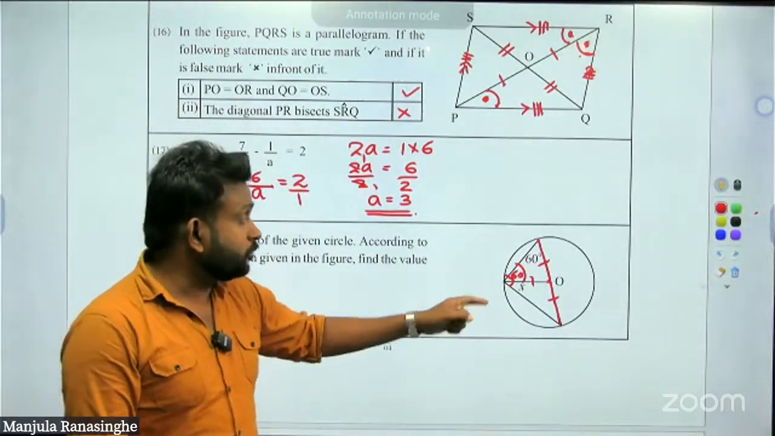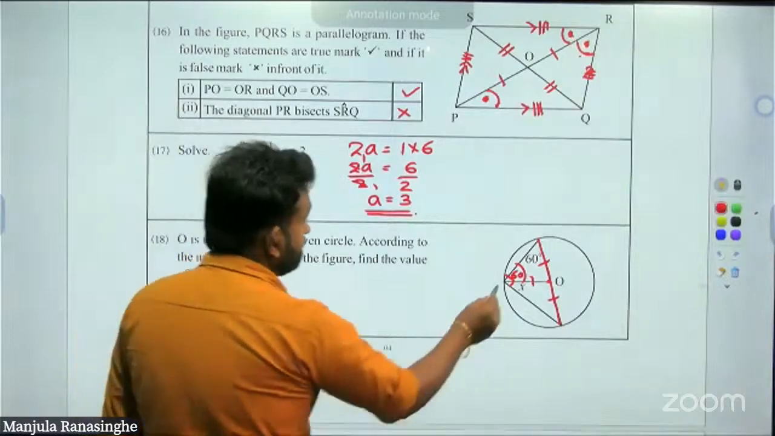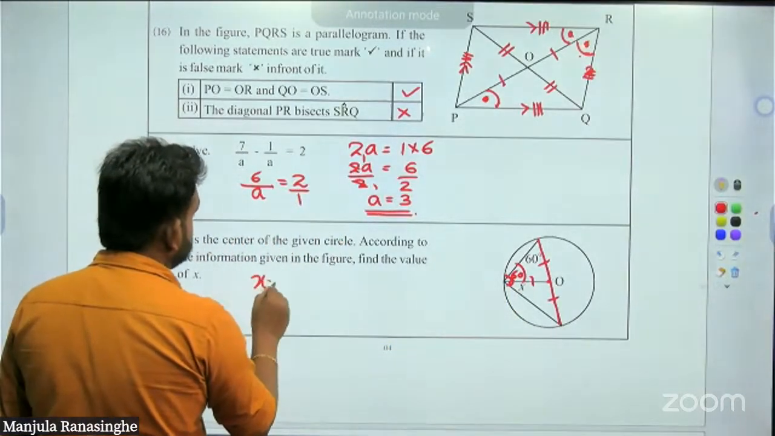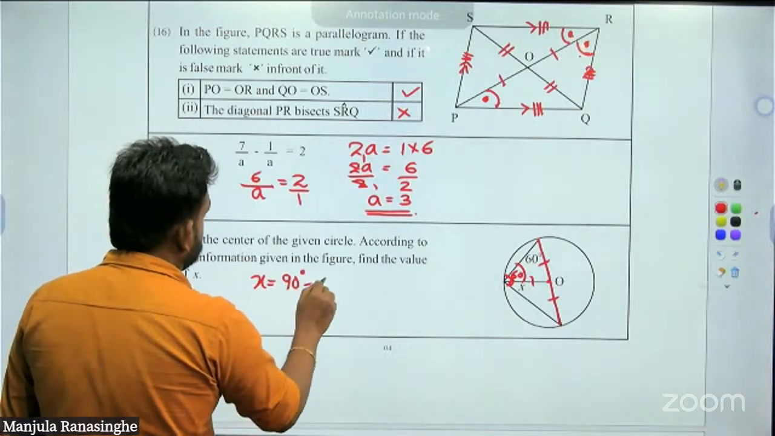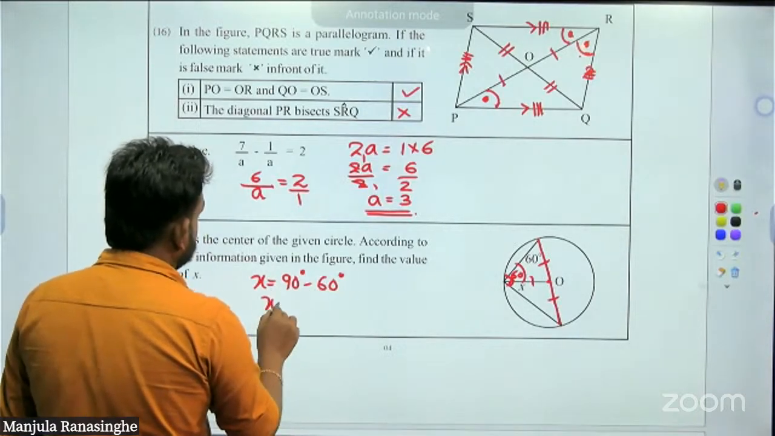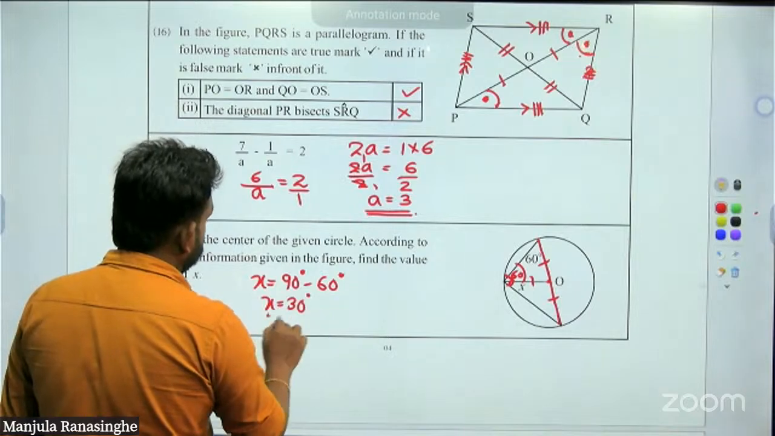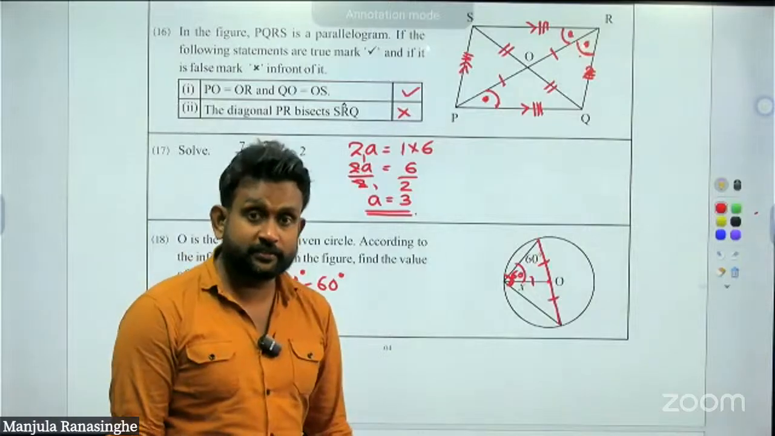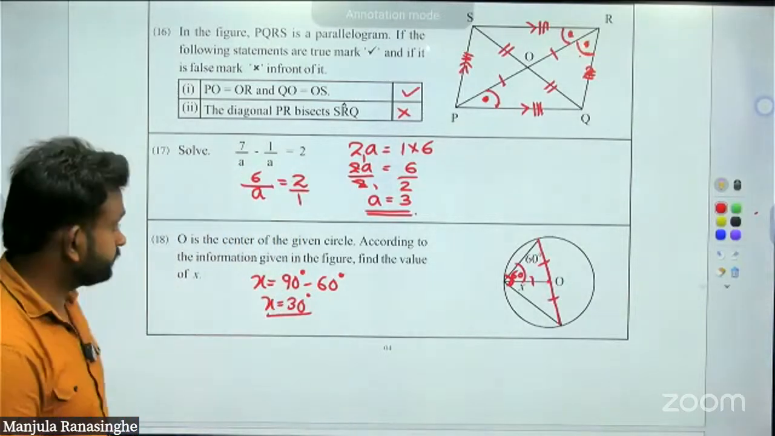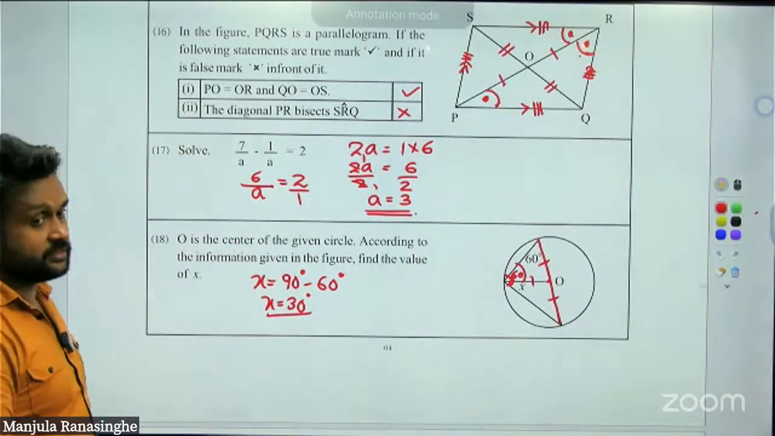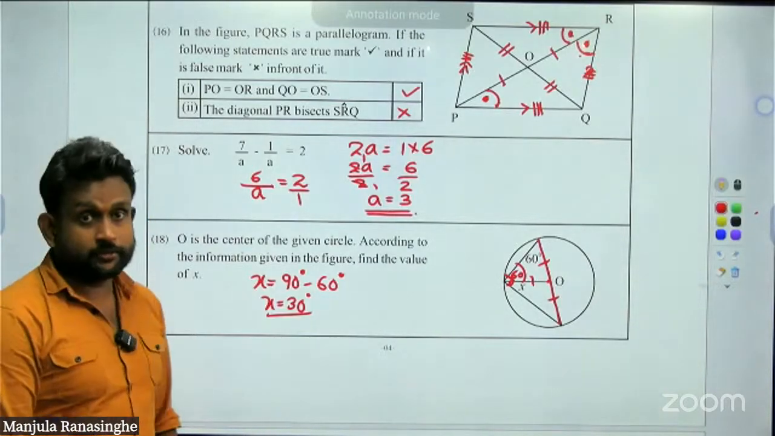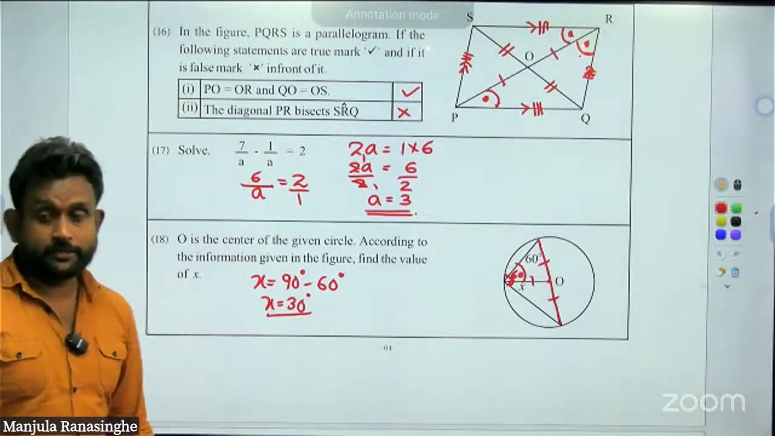Now check, this bigger angle is 90 degrees. From 90, just subtract 60 to get x. So x equals 90 subtract 60, which gives you 30 degrees. So x equals 90 subtract 60, 30 degrees. Okay, that is the answer of question number 18. Right. Is it correct?